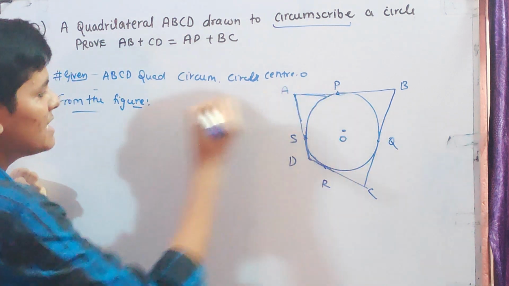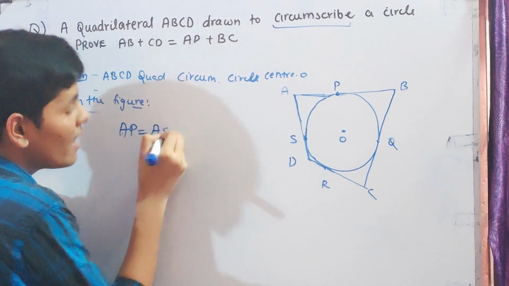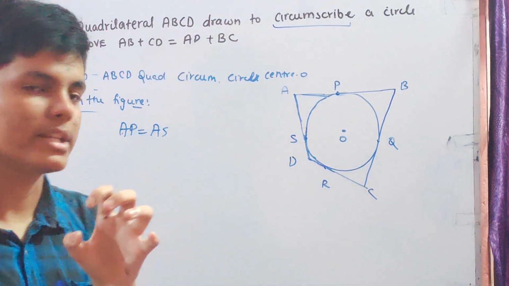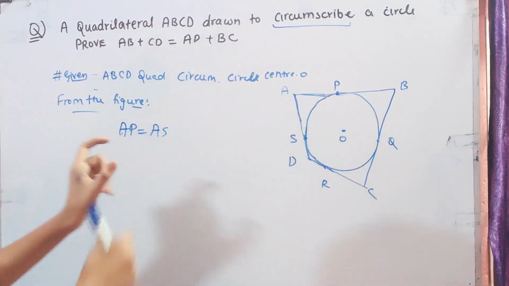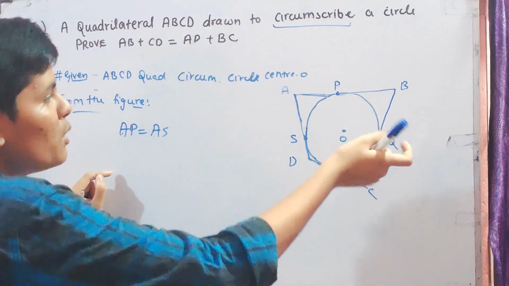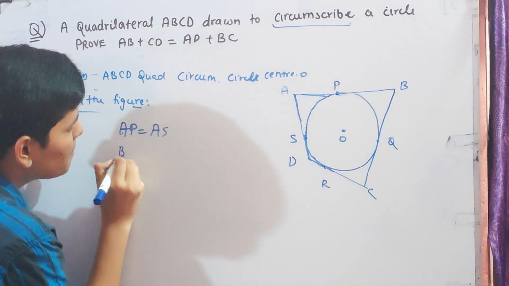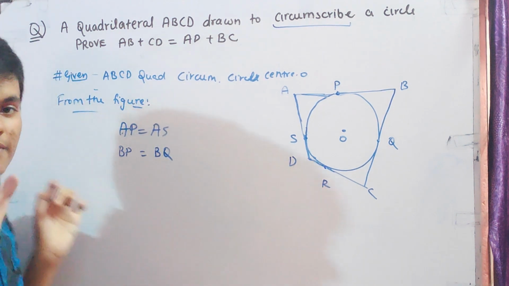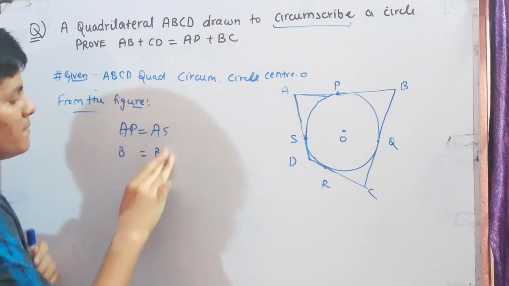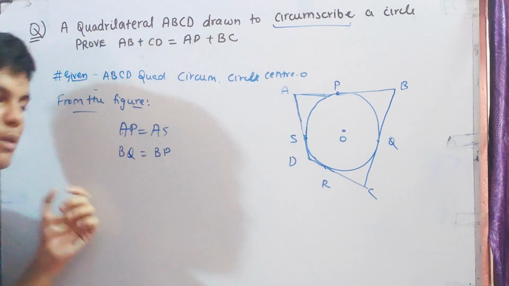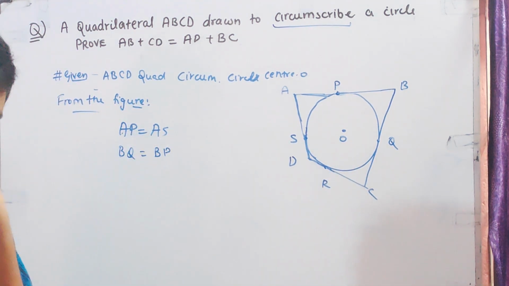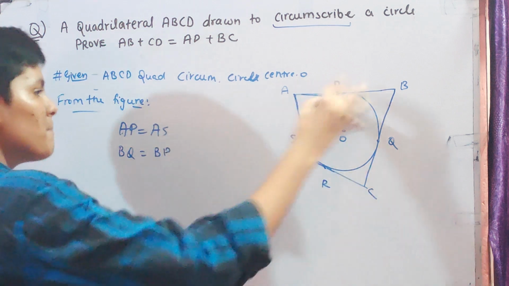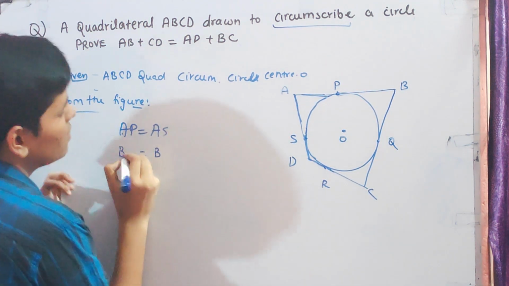From the figure, what can we say? We can say that AP is equal to AS. Now one point to be noted is we have to follow an order over here. For example, if you are writing AP is equal to AS, we are writing AP first, so let us write AP first and AS second. Then suppose you are proving BP is equal to BQ, then it should be in a perfect order. If you write BQ is equal to BP, it is actually correct too. But in the end you have to add everything up, and if you add it in a wrong manner, the problem might get too long. We can still do it, but it might get too long. So instead of writing BQ is equal to BP, we are going to write BP is equal to BQ.